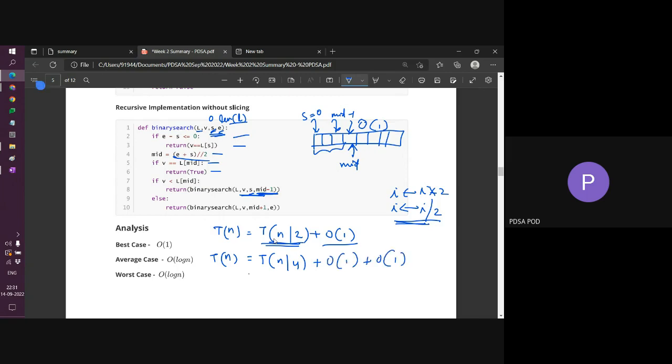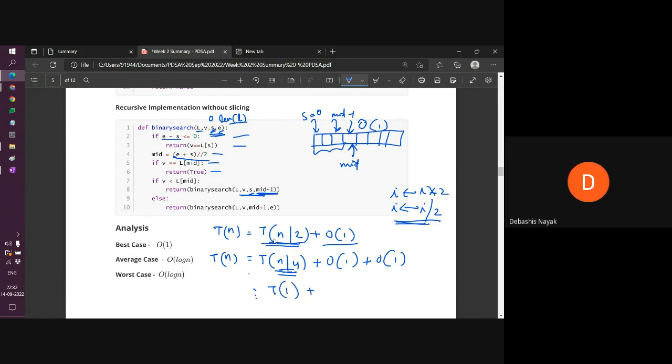So you have to do it the same way. When the base case here, you have to see what n is. It is the size of the list, length of L. So if E minus S is less than or equal to 0, return. That means n will be 1. When does E minus S become 0? When there is one element present. Correct. So then this n by 4, you have to do it till T of 1, right?